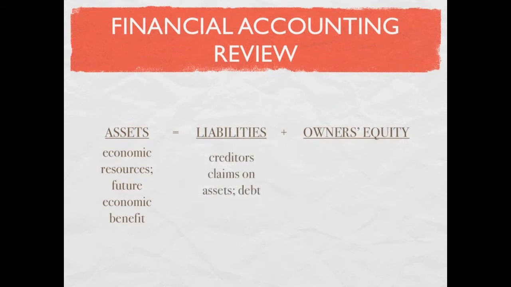Liabilities. These are your creditors' claims on your assets, more commonly referred to as your debt. So these would be things like wages payable, accounts payable, notes payable. Those have something in common. It's the word payable. So anytime you hear the word payable or see the word payable, that account is a liability. And then we have owner's equity. Owner's equity is your owner's claims on your assets. This would be common stock or retained earnings, preferred stock.